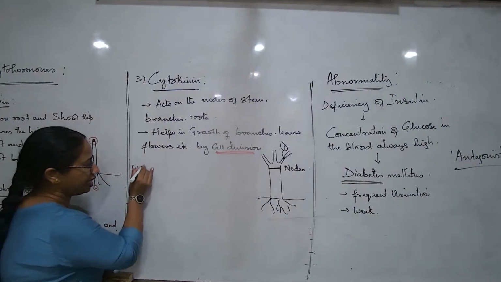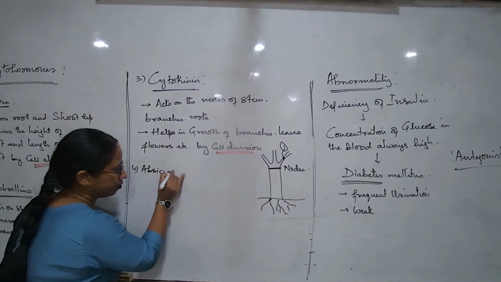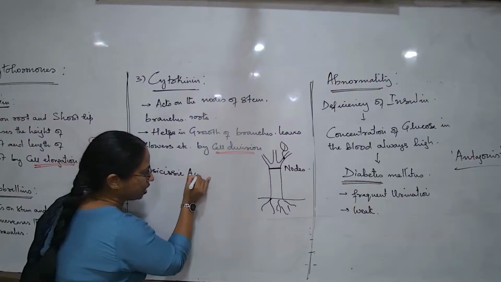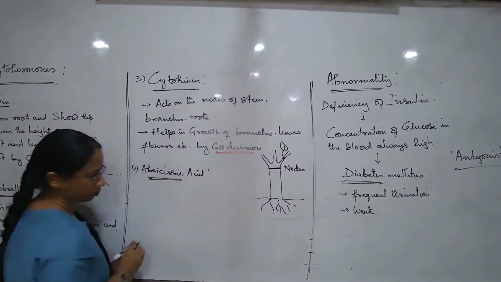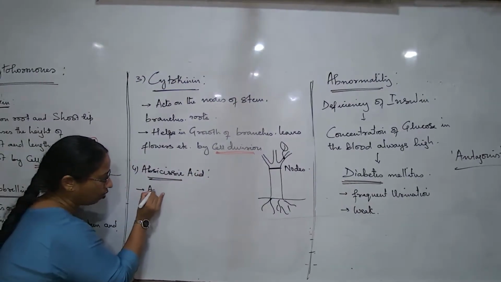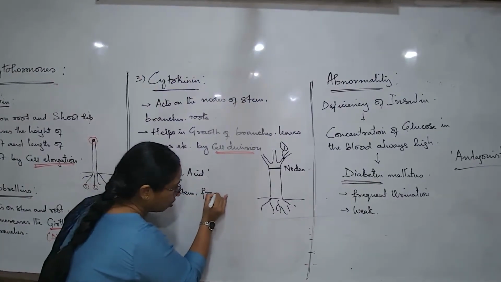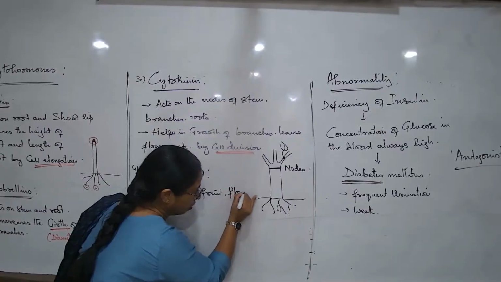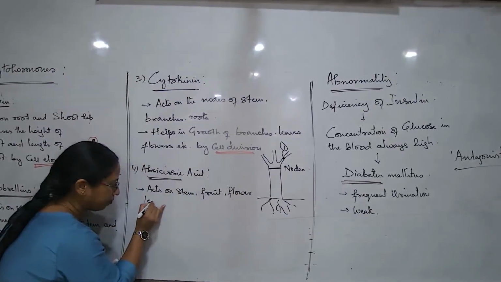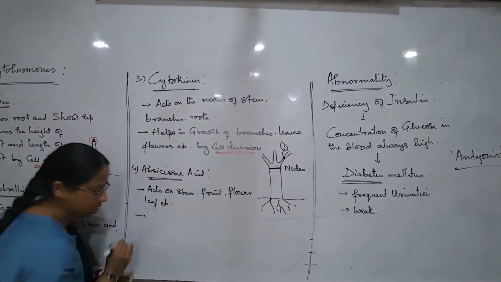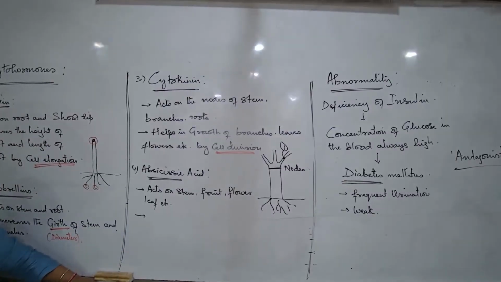Next, number 4 is abscisic acid. Where does it act? It acts on the stem, fruit, flower, leaf, etc. What does it do? It inhibits growth. Let me talk about a mango plant. The mango plant is growing. The plant has almost attained a height of 4.5 feet, 5 feet.